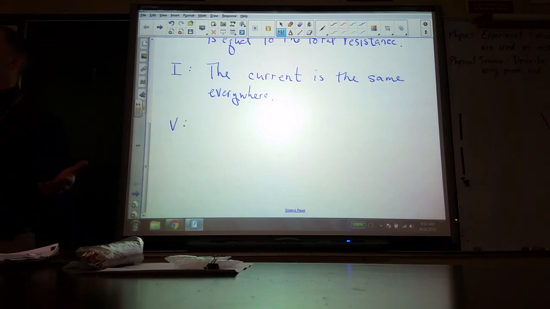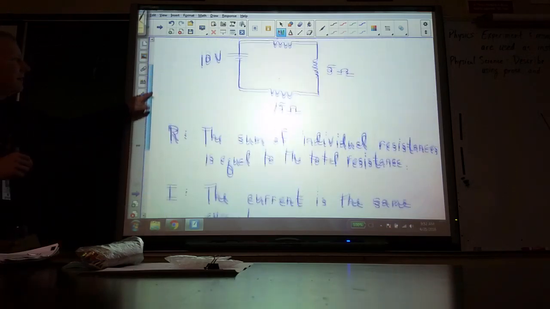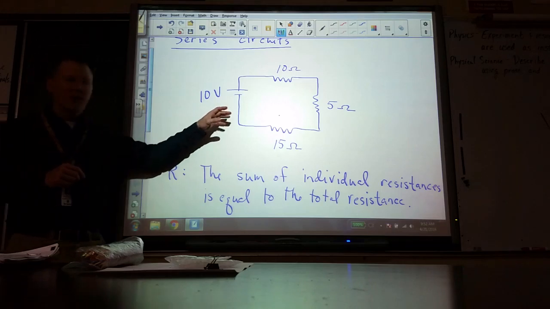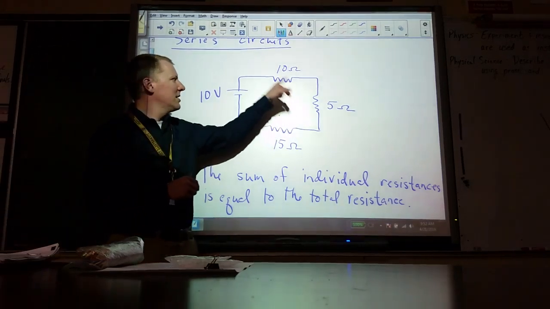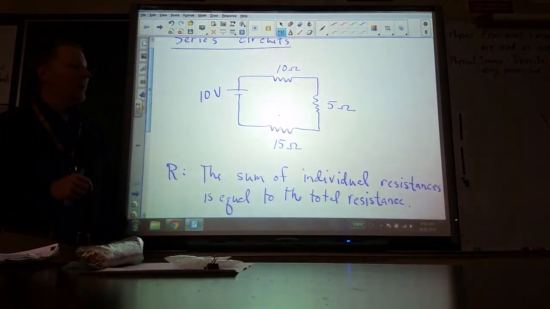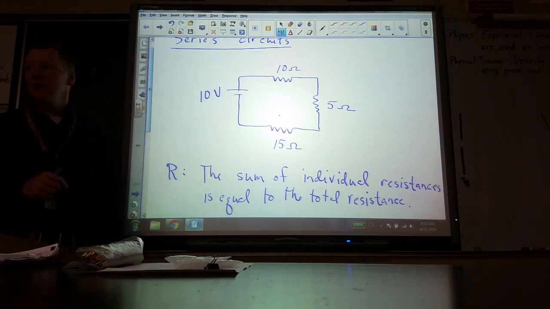How do we know how much each component gets? How does it get divided? So this battery voltage, you're right, gets divided up amongst these. Which of those would have the most voltage dropped across it?